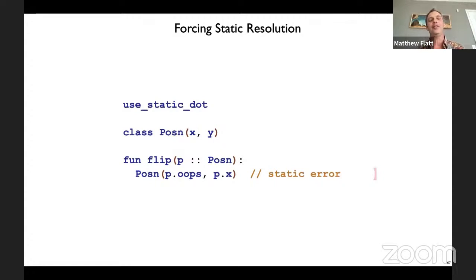So I can say use static dot here, which is a macro basically that expands to define dot in such a way that it's only happy if it can resolve it statically. So then this is an error. So it seems like it might make sense to opt in certain cases to say that, yeah, I care enough about this code that I'm going to reason through how information flows and make sure that I get certain static information in place.